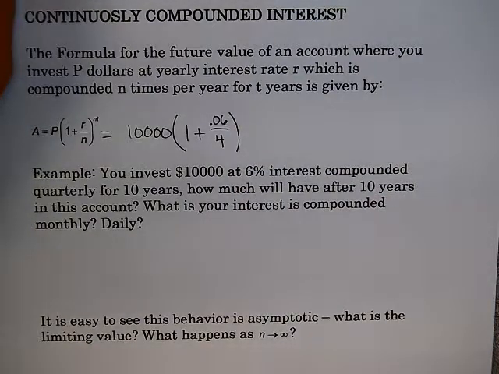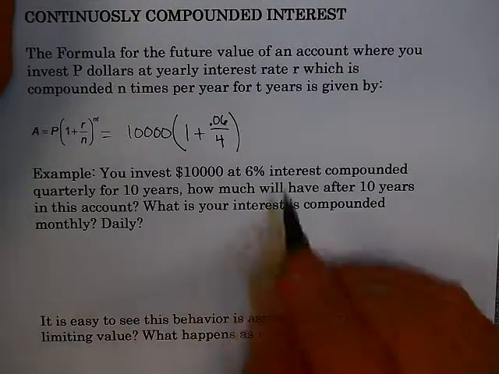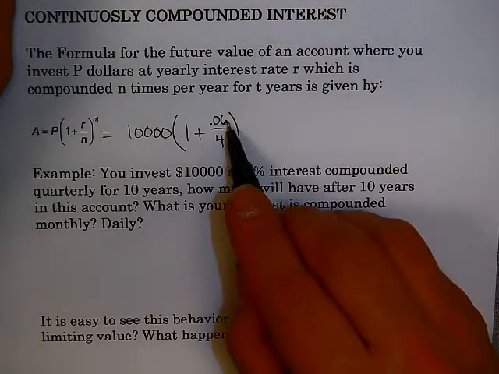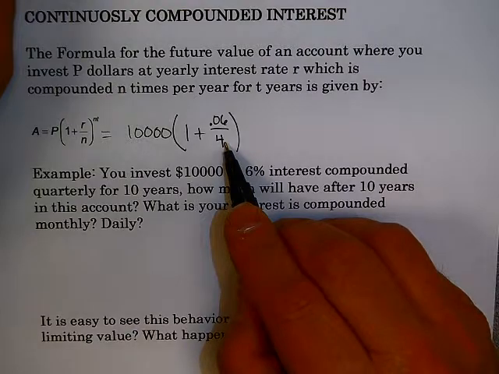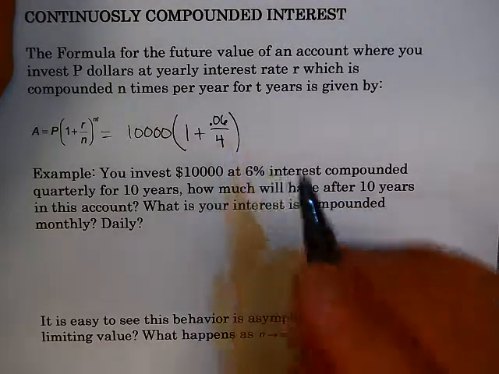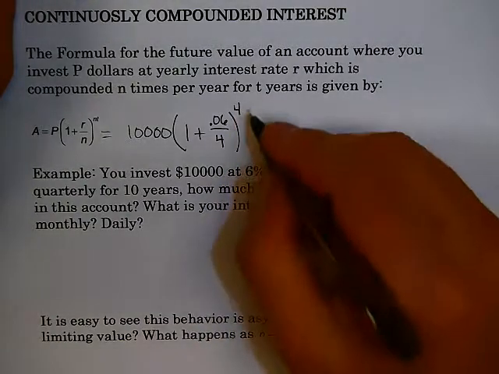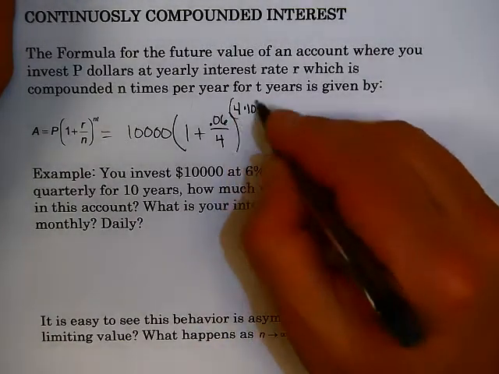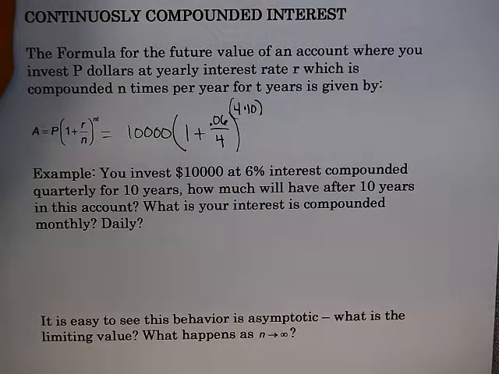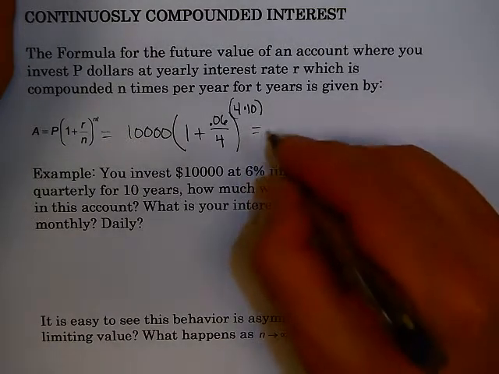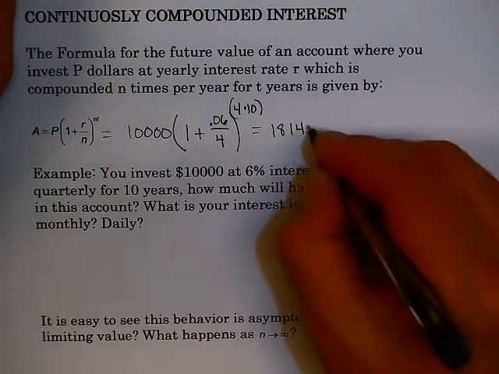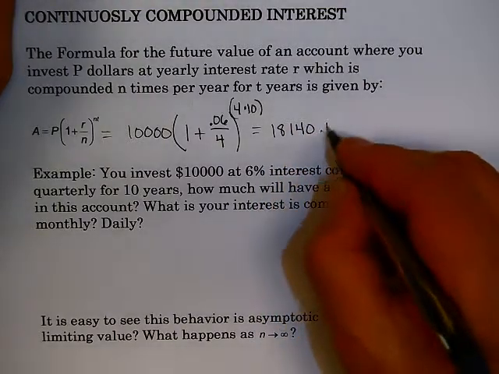You're not going to get all your 6%, however, every 3 months. 4 times a year is every 3 months. You're only going to get 6% divided by 4 every 3 months, and you're going to do that for 10 years. So you're going to do that 4 times a year for 10 years. If you use this formula, just doing the arithmetic yourself, you end up with $18,140.18.